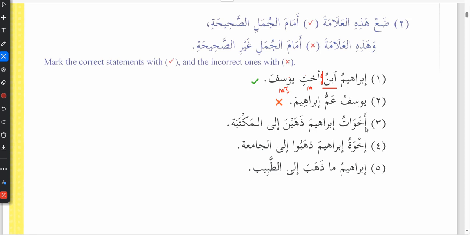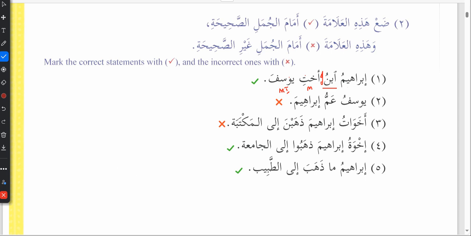Akhawatu Ibrahim dhahabna ila maktabati. No, they went to madrasati, right? So this is wrong. Ikhwatu, brothers of Ibrahim, dhahabu ilal jami'ati. Yes, this is correct. They went to the university. Ibrahim ma dhahaba ila tabibi. Did he go to the doctor? Yes, he went to the doctor. So this is correct. So let's move on to the next question.